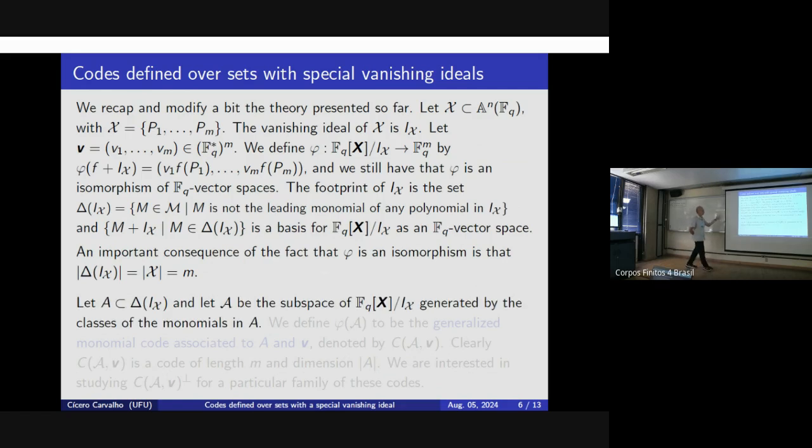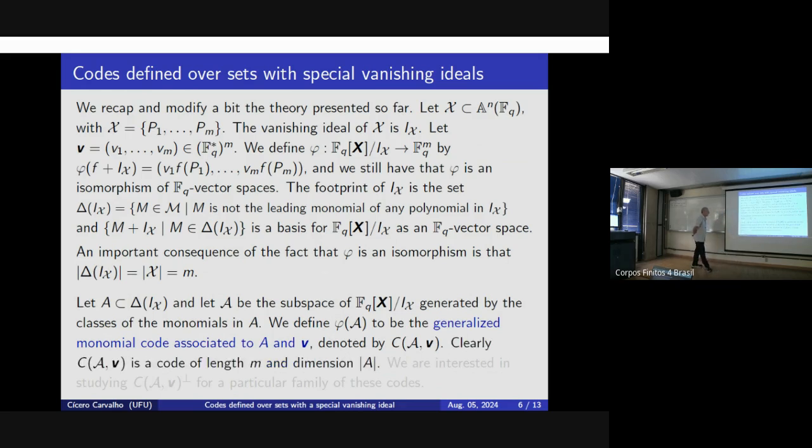Now we will produce our code. We take A to be a subset of this set of monomials. This is now the expression of the code. We denote by script A the subspace of the quotient generated by the classes of these monomials. The image of this script A is the generalized monomial code associated to A and the vector v, denoted by C_A,v. Of course, its dimension is the number of monomials in the set A.